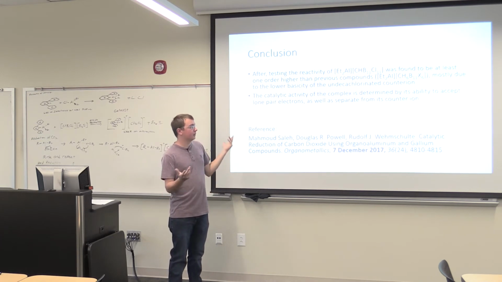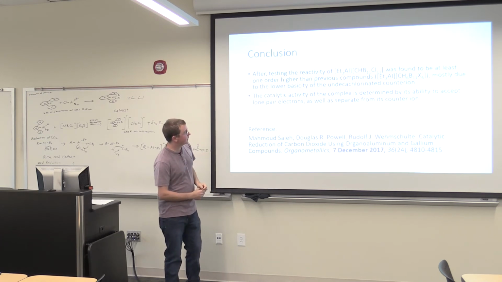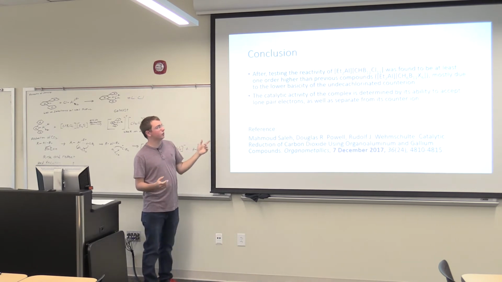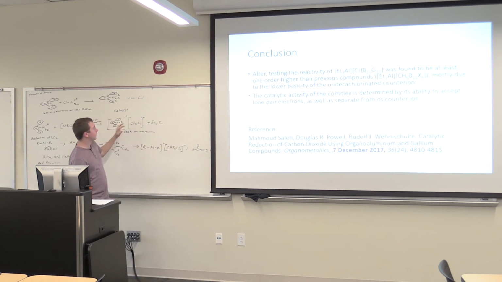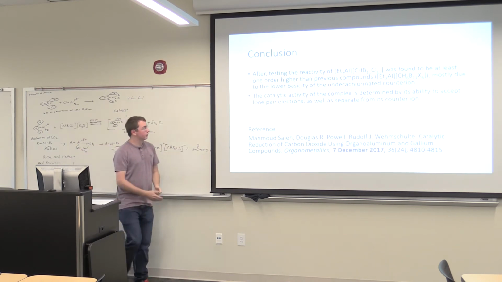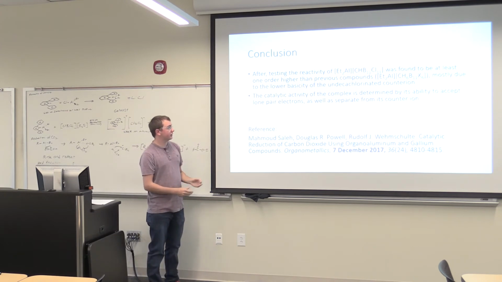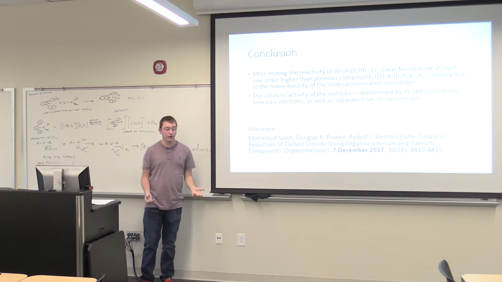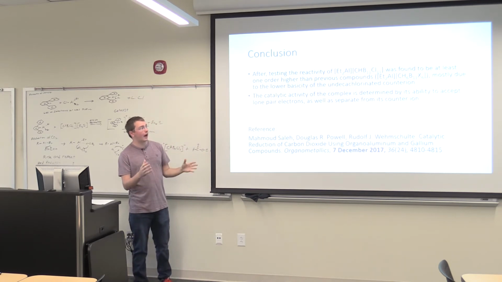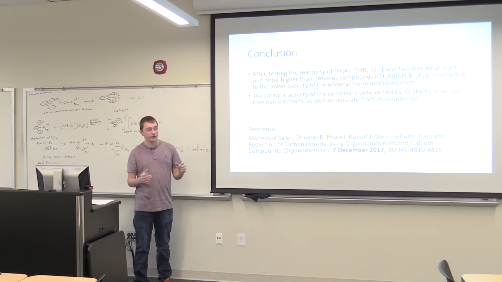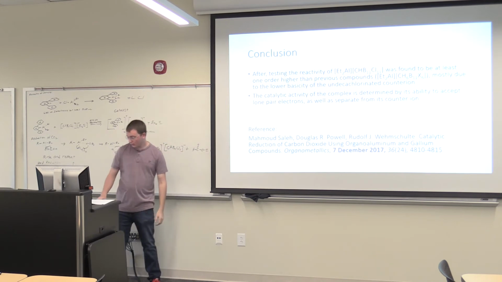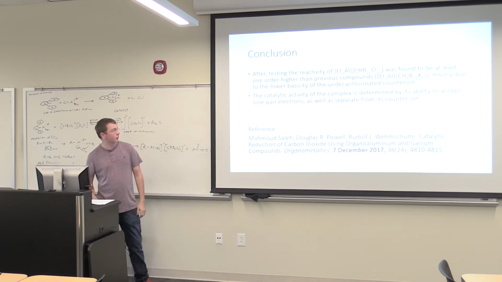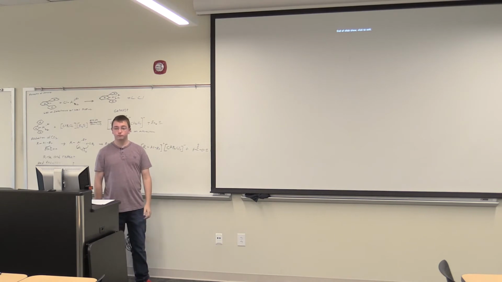So the X is the chlorine or iodine, and it had to do with the basicity of this huge thing over here, the dechlorinated anion. And then the catalytic activity of the complex is basically determined by its ability to accept the lone pair electrons as well as separate from its counteranion. So it's just that right balance between attraction between the ions and its ability to accept or donate a lone pair that's really going to make this process work. That's all I got.